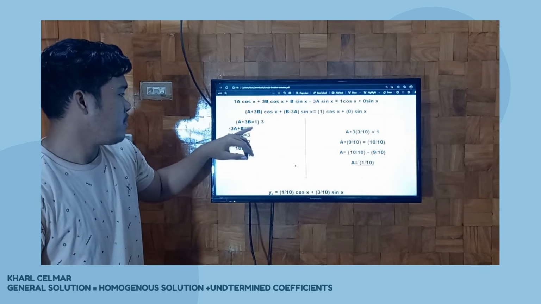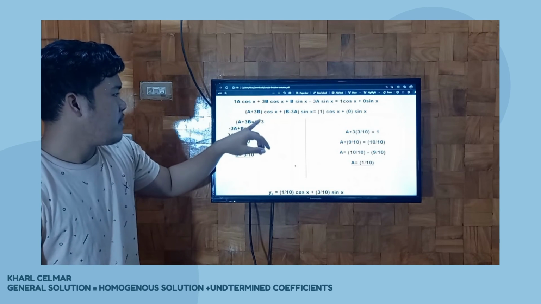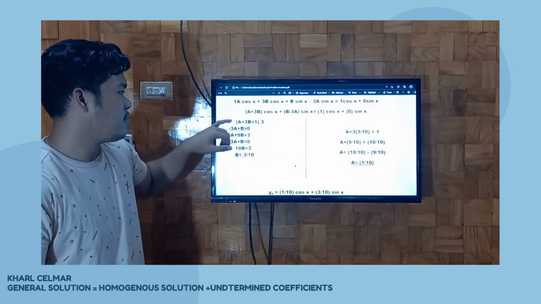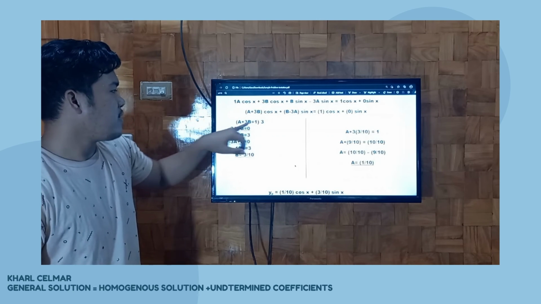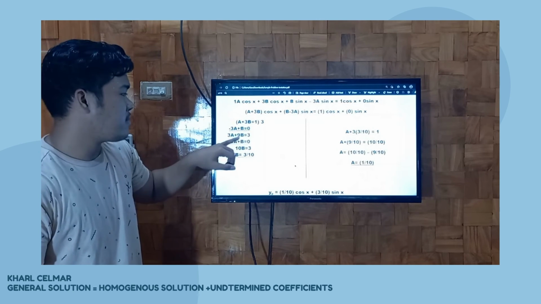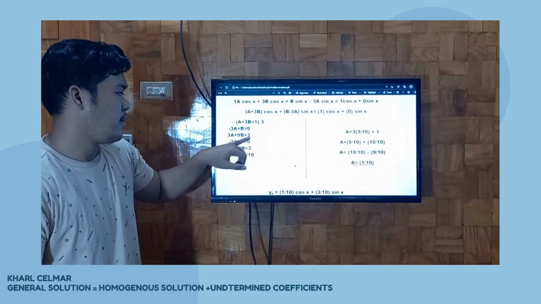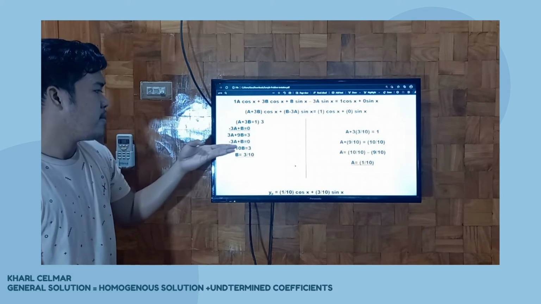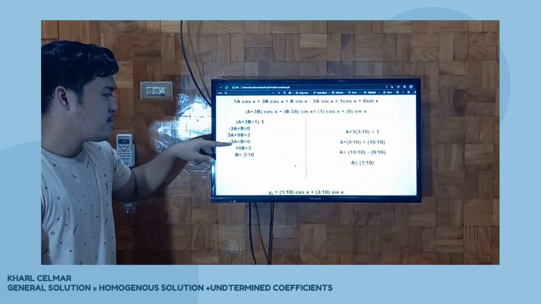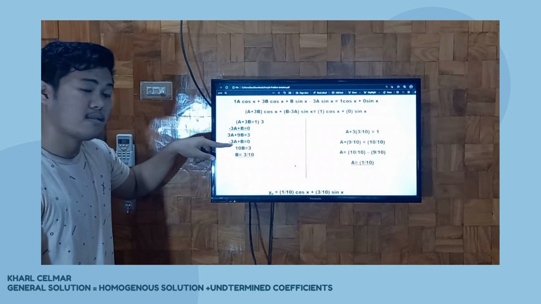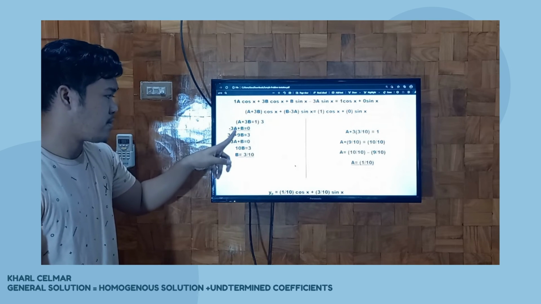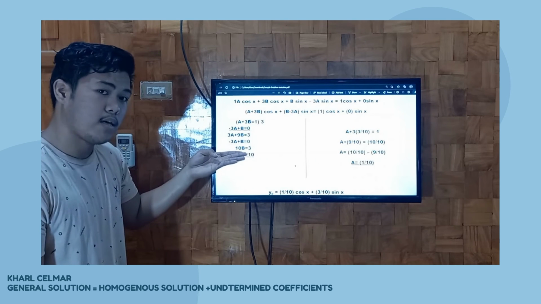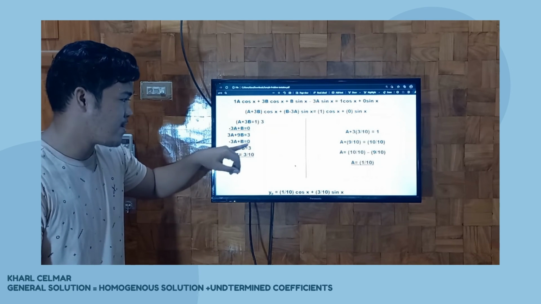So here, we can multiply both sides by 3 so that it will be simpler. So 3 times a is 3a, 3 times 3b is 9b, then 3 times 1 is 3. So here. Then bring down the sine x equation. So 3a plus negative 3a is 0. So cancel out. Then 9b plus 1b is 10b. Then 3 plus 0 is 3.